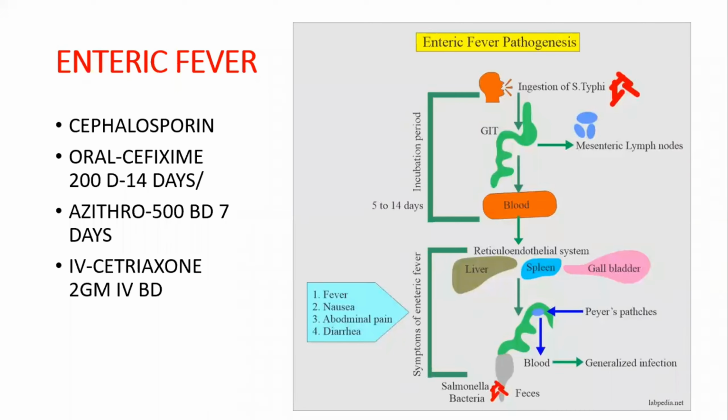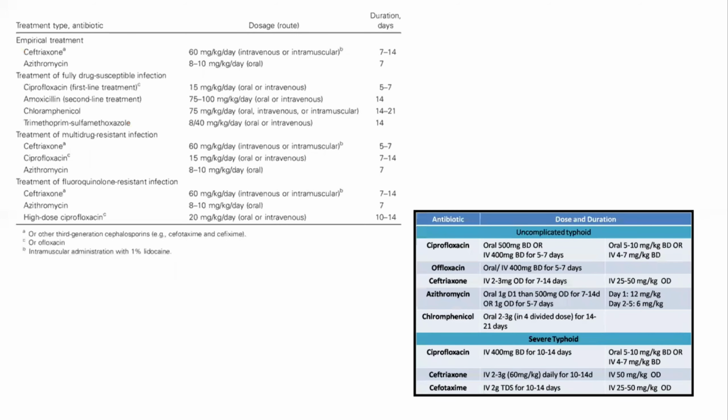Enteric fever is usually caused by Salmonella typhi, which affects the reticuloendothelial system, and symptoms of enteric fever are fever, nausea, abdominal pain, and diarrhea. Treatment: cephalosporins, oral cefixime 200 mg for 14 days and azithro 500 mg for 7 days. Both are BD. And IV treatment includes ceftriaxone 2 gram IV BD. So this is empirical treatment of ceftriaxone.